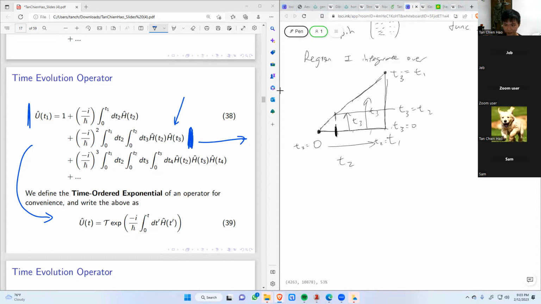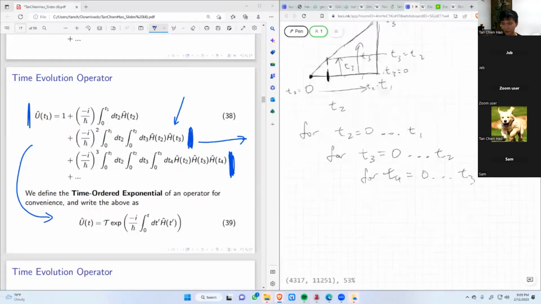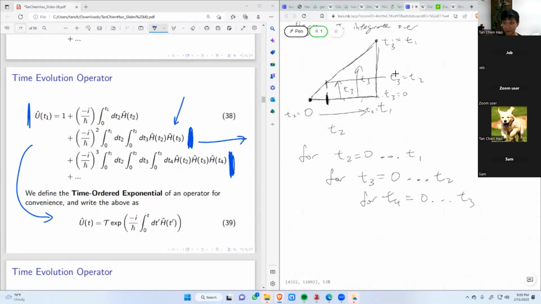If you want to think of it in terms of coding, I have a for loop that brings me from t2 equals 0 to t2 equals t1. Inside this for loop, I have another for loop that lets me go from t3 equals 0 to t3 equals t2. That's for the second one. If I want the third one, I have another for loop that goes from t4 equals 0 to t4 equals t3. If you try this for loop out, you realize that there's a triangle pattern to it.